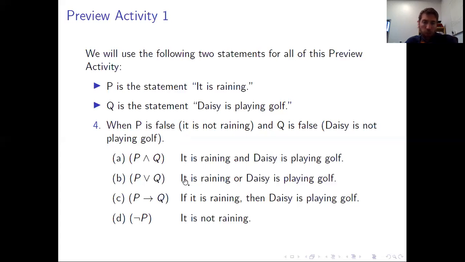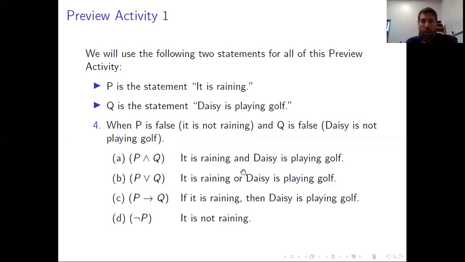Situation 4 is when they're both false. So in that case, P and Q is false. P or Q is false. P implies Q is still vacuously true because P is false. So the statement if P then Q can be said and be truthful. And then not P is still true. So that's preview activity 1.